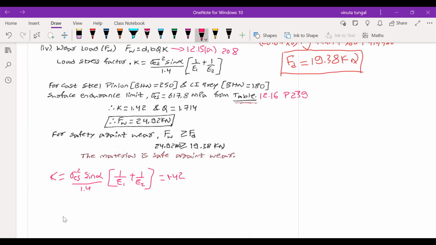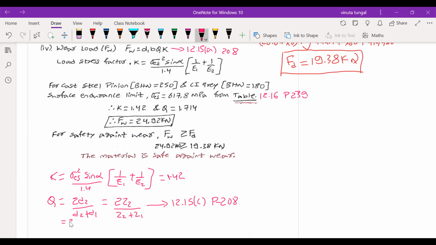Okay, and after that, in this equation, the other unknown is Q. How to calculate that Q? It is there in the equation. Q is equal to 2 times D2 divided by D2 plus D1. This is one equation, and along with that they have given one more equation: 2 times Z2, that is the number of teeth on the gear, divided by Z2 plus Z1. This is equation 12.15C, which is there on page number 208. Either you use the first one or the second one.